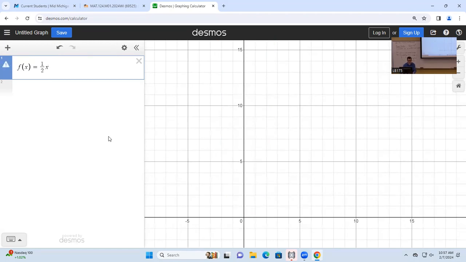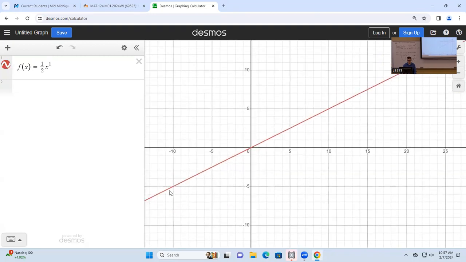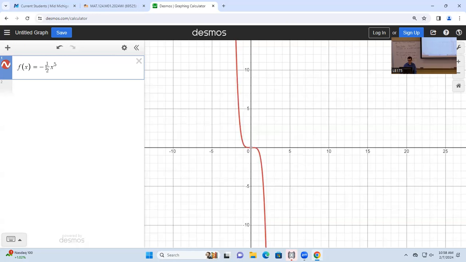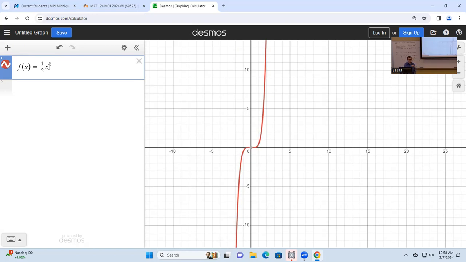If my power is odd, like 1, then it's coming from lower left, going towards upper right. If I go x to the 3rd, coming from lower left, again, there's some more curving action when we have x to the 3rd than we have x to the 1st, obviously. But it's coming from the lower left, going upper right. If we have x to the 5th, again, coming from lower left, going to upper right. And we know about translations of functions. So any time we put a negative, it just flips over the axis. All right. So even powers have the cup shape. Odd powers have the shape where it goes from lower left to upper right. Okay, that's all.